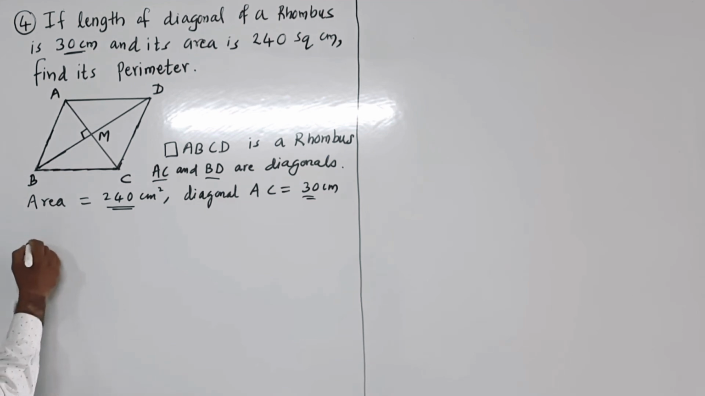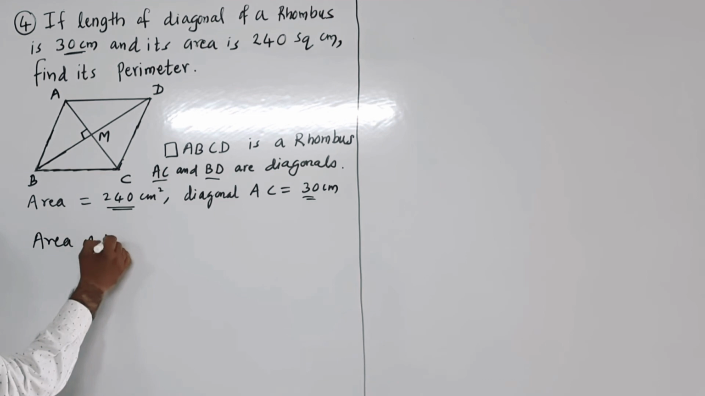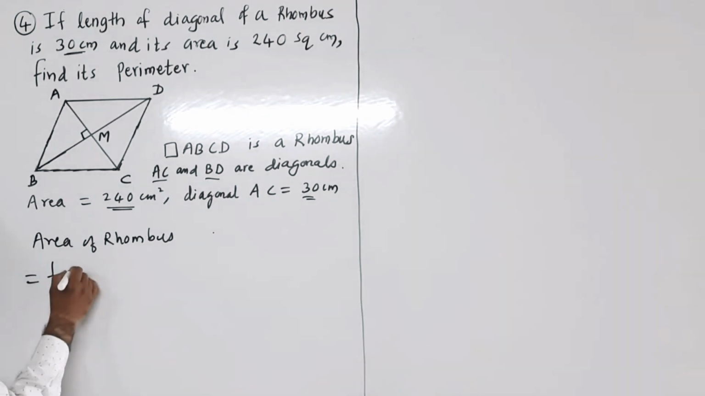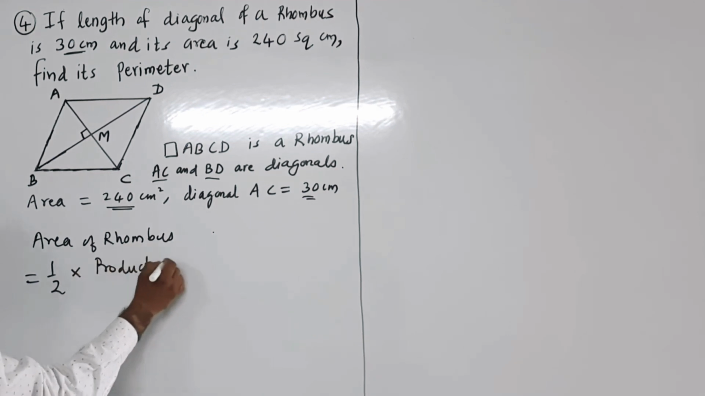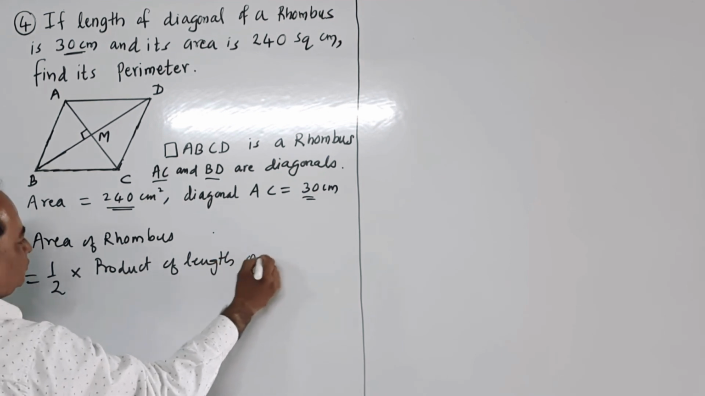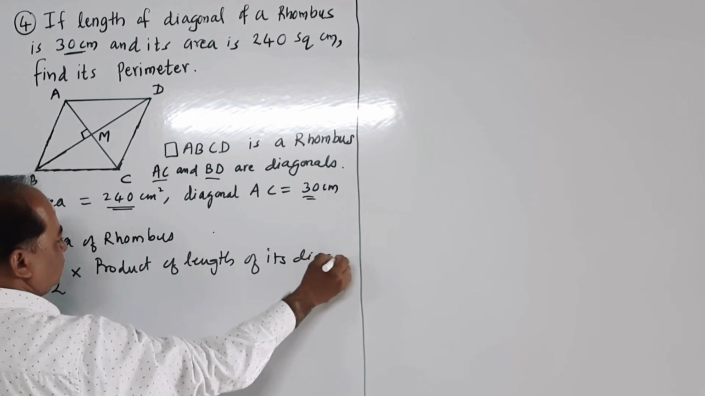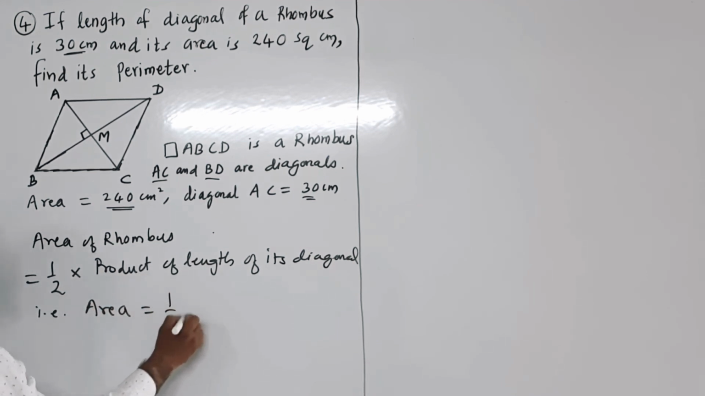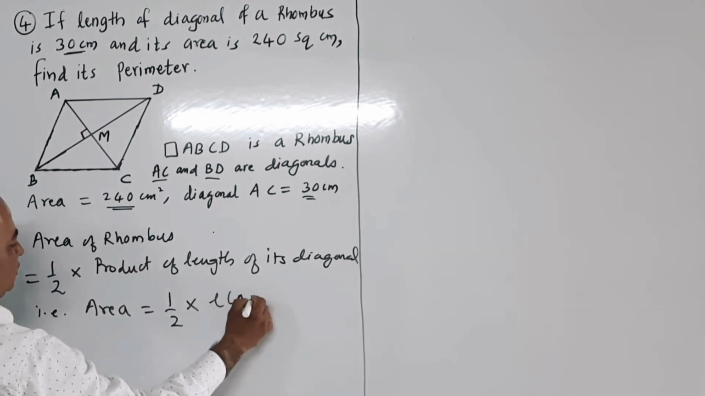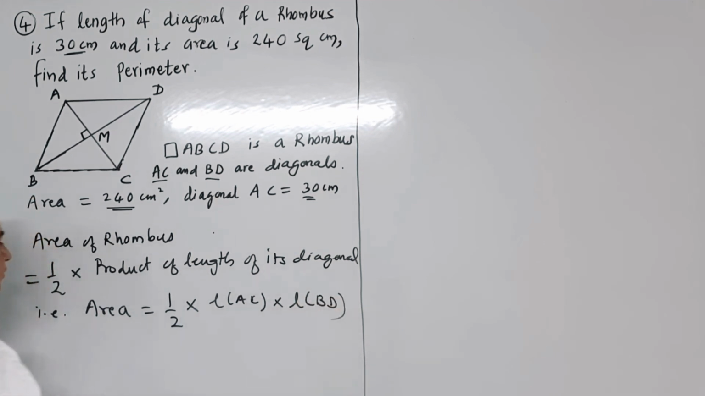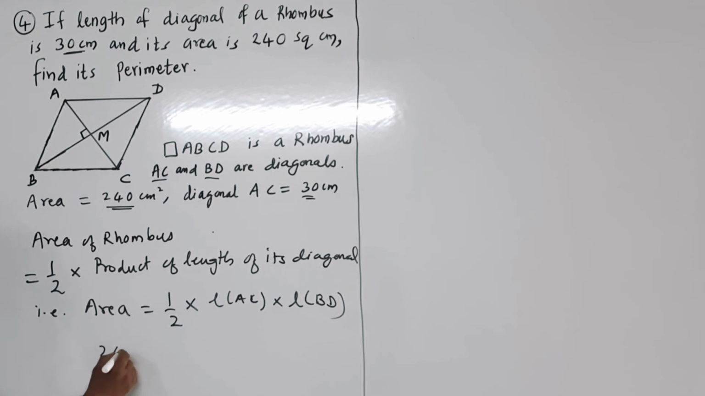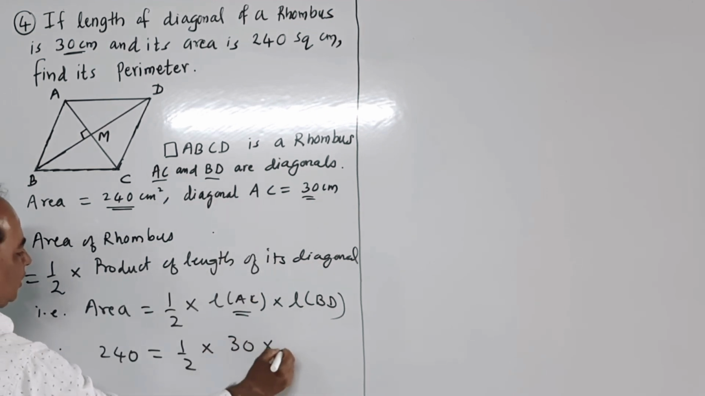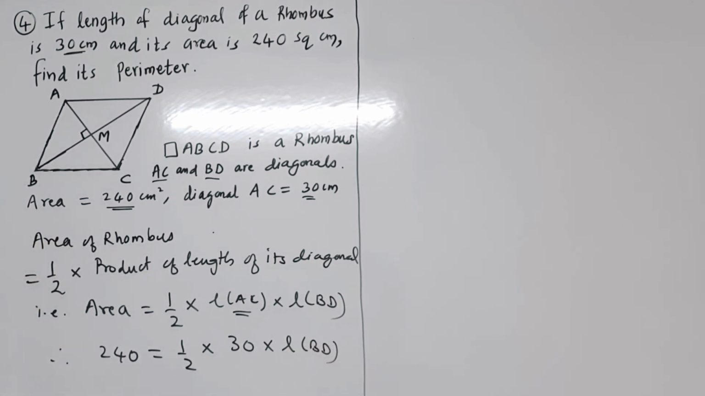So we know the formula to find the area of a rhombus. Area of a rhombus is equal to 1 upon 2 into the product of the lengths of its diagonals, that is, area of a rhombus is equal to 1 upon 2 into length of the diagonal AC into length of diagonal BD. Area is given as 240. Therefore, 240 is equal to 1 upon 2, length of diagonal AC is 30 centimeter, into length of diagonal BD, which we have to find.